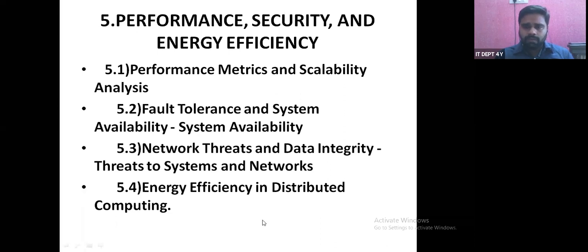The next one is how it is saving energy, how far it is saving energy, how effective it is related to energy. That we will discuss in the fourth one, that is energy efficiency in distributed computing. These four points you write down, guys. I will give 1 minute.